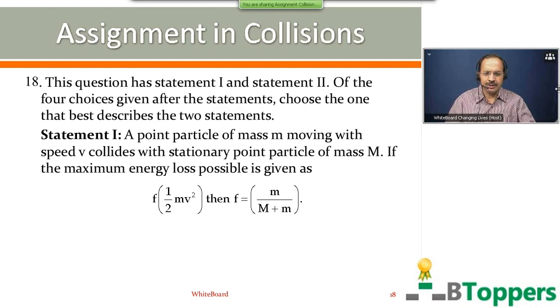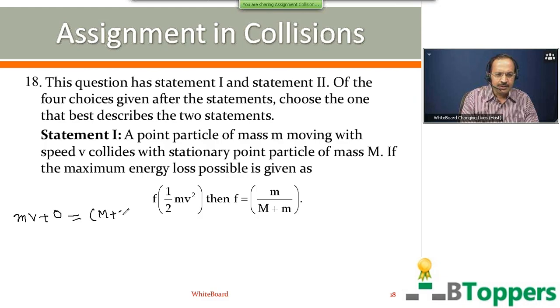Let us do the calculation related to statement 1 here. The first particle, which has mass small m, is moving with speed v before collision. The second particle is initially at rest, so the initial momentum of the second particle is 0. So momentum just before collision can be taken as the momentum of the first particle of mass small m, which is equal to small m into v. That can be written as momentum just after collision, capital M plus small m into v1. Here v1 is the velocity just after collision.